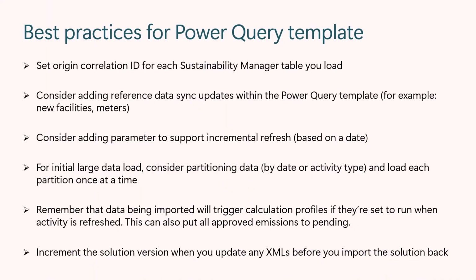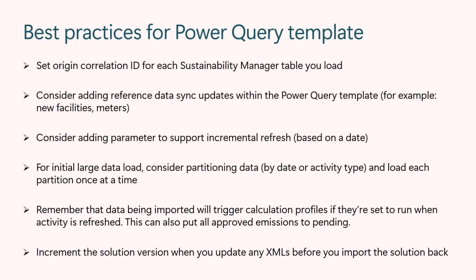Before finalizing the Power Query template method, let's look at some best practices. It's important to set the origin correlation ID field at each Sustainability Manager table you load, with a unique identifier that's traceable back to your systems. This field ensures traceability, and lets your data import be evaluated as an update and avoids data duplications. You can add reference data in your Power Query template, such as meter or facility data, so that they are defined first in the system before the dependent activity data is imported.